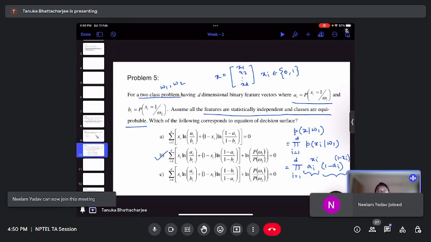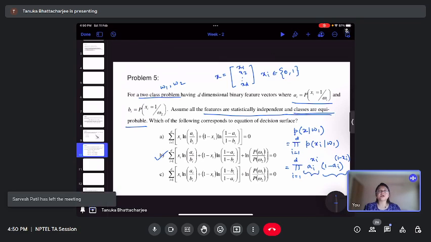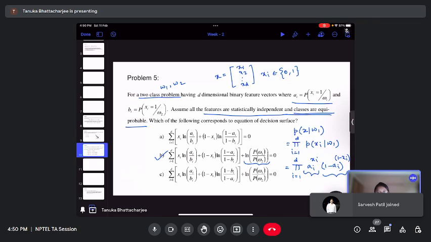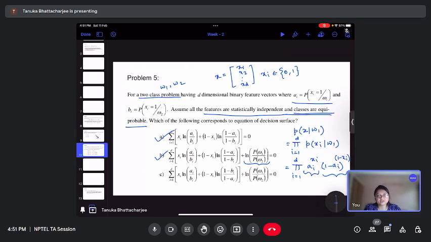You are given one more piece of information here, that the classes are equiprobable. So if classes are equiprobable, probability of omega 1 is equal to probability of omega 2. So the ln of this term is ln of 1, which goes to 0. So it reduces to option A. Both these options are actually signifying the equation of the decision surface in this particular example.